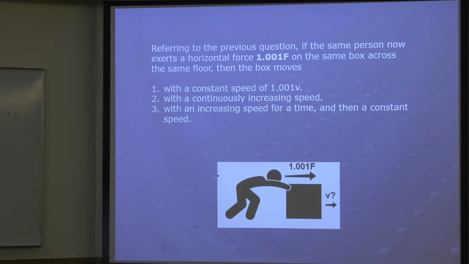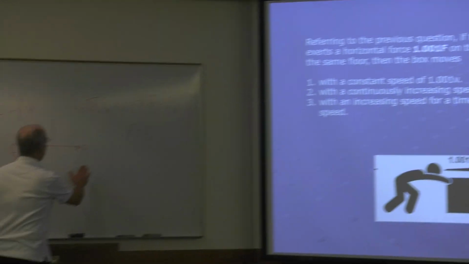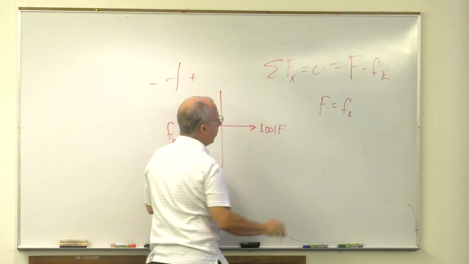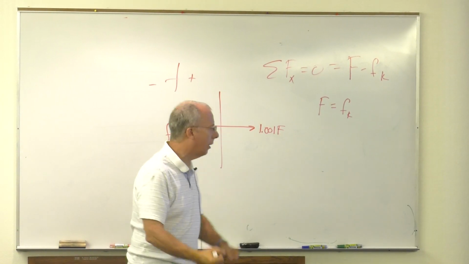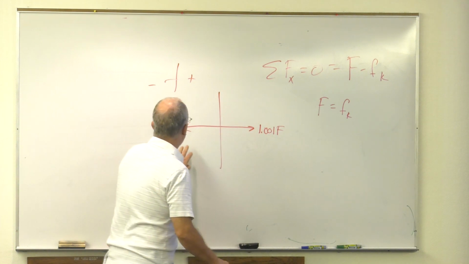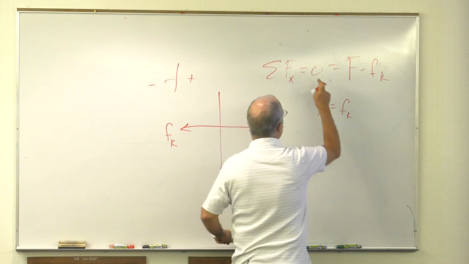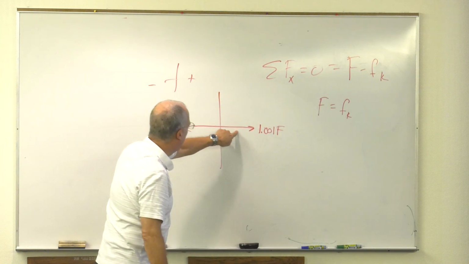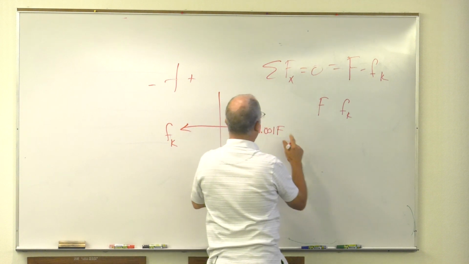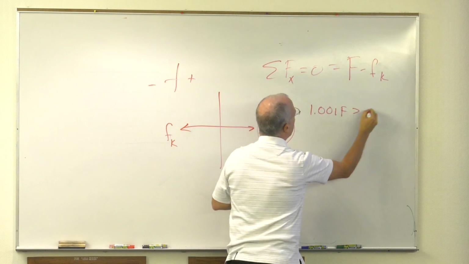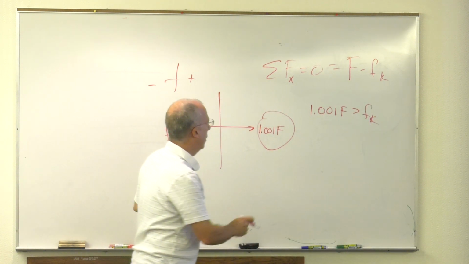Okay, we're back. Now, on the previous question, the F was equal to the Fk. But in this question, we don't have F anymore. We have 1.001 F. In other words, a larger force. It's not much larger, but it's larger. Remember, same box, same floor, same everything. So now this is not equal to 0, because this force is bigger. So now we have 1.001 F is bigger than Fk. So this is not true anymore.